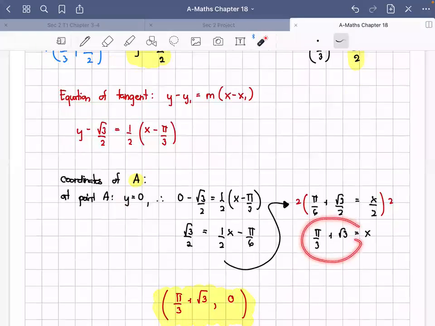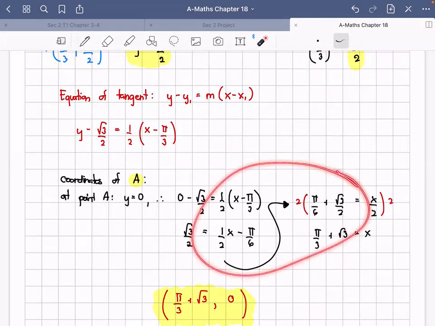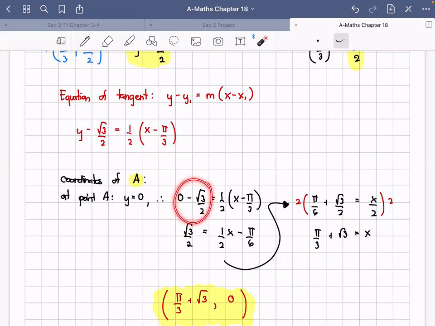Let me explain this part right here. So 0 minus this is basically, okay, so root 3 over 2. I forgot to put my negative sign here. Okay. And then equals, so this one is, you distribute this. That's why you got a negative, sorry, half x minus pi over 6. Okay.